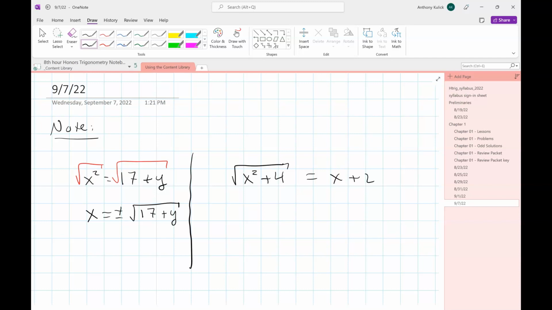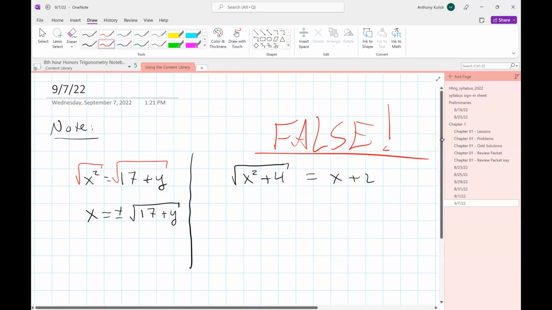Is this true or false? False. I saw this far too much. Okay, let me be clear here. The only operations that you know that distribute are multiplication and division. Radicals don't distribute. Exponents don't distribute. Sine, cosine, tangent does not distribute. The only stuff that you know about that distributes, multiplication and division.